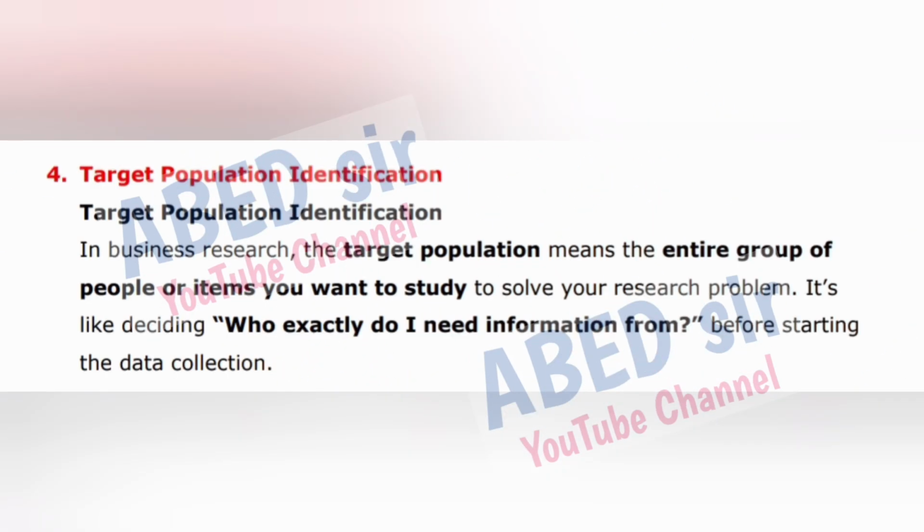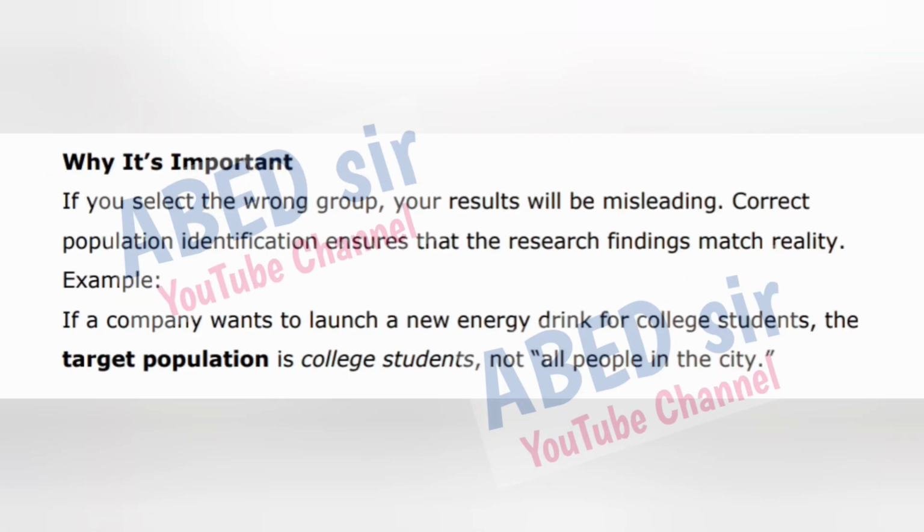Target population identification. In business research, the target population means the entire group of people or items you want to study to solve your research problem. It's like deciding who exactly do I need information from before starting the data collection. Why it's important? If you select the wrong group, your results will be misleading.